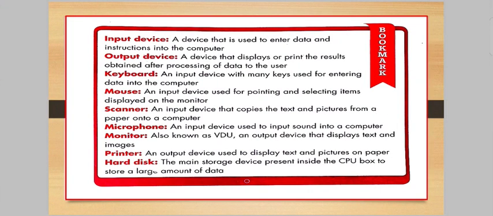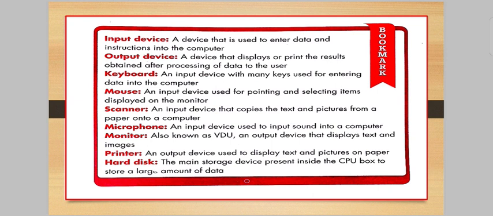Now let's take a quick review of this chapter. First is the input device. An input device is a device that is used to enter data and instructions into the computer. Next is the output device, a device that displays or prints the result obtained after processing of the data to the user. So this is called the output device.